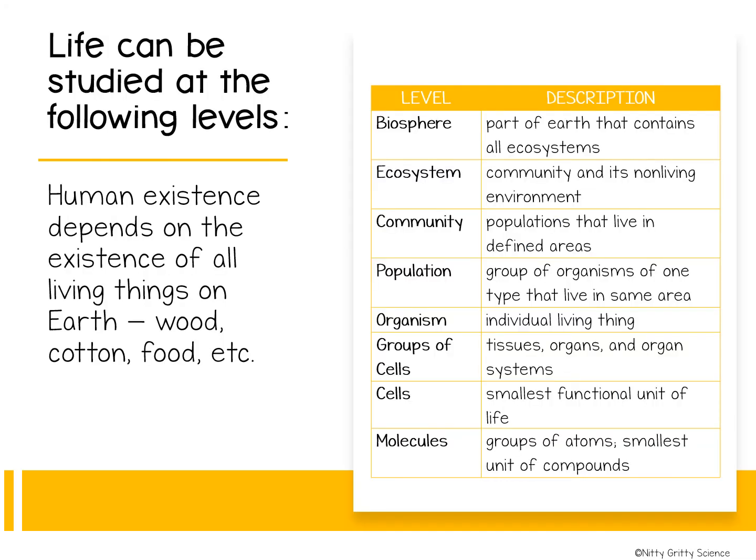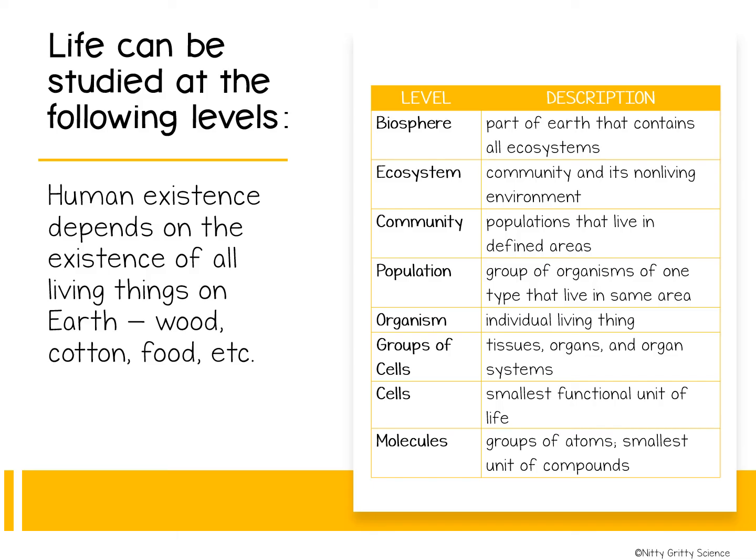Life can be studied at all levels. The biosphere consists of all the parts of the planet that are inhabited by living things and includes most regions of land, most bodies of water, and the atmosphere. An ecosystem is the community of living things in an area, along with the non-living features of the environment that support that living community. All the different populations that live together in an area make up the community.